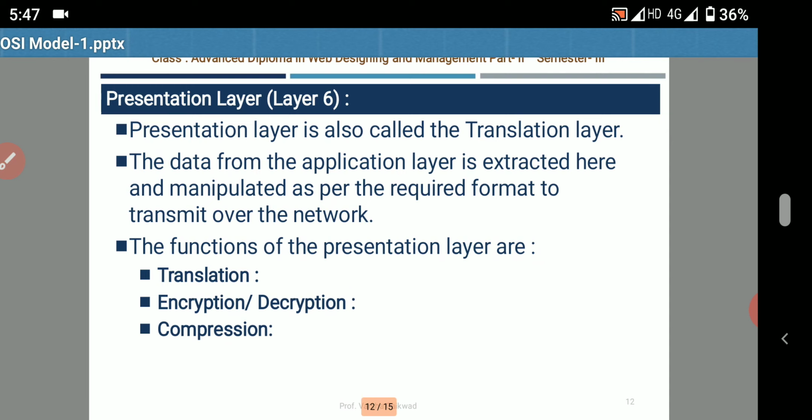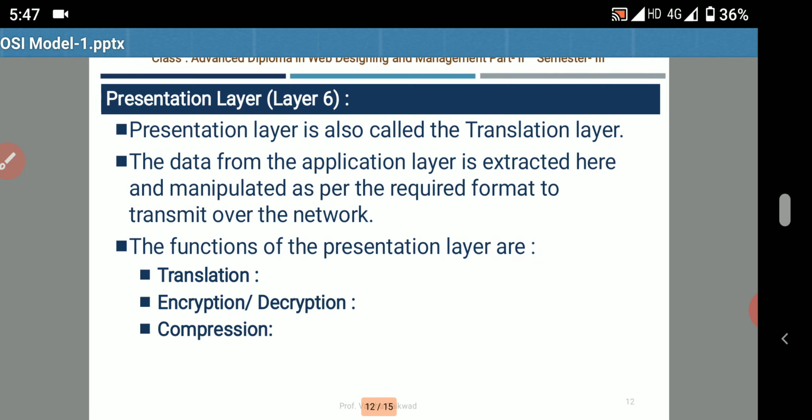The data from the application layer is extracted here and manipulated as per the required format to transmit over the network. That is nothing but translation, performed here so that it is understandable by the other layers. The functions of the presentation layer are translation, encryption, decryption, and compression.